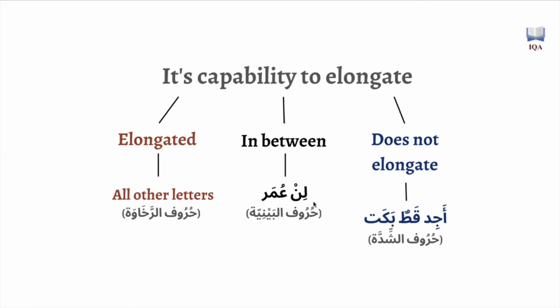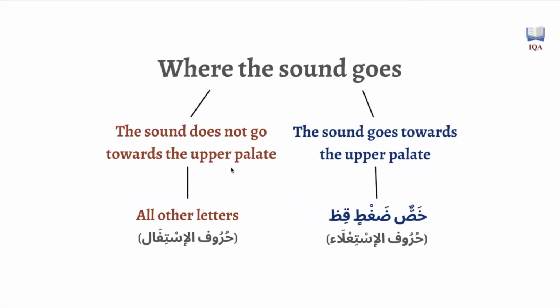And these ones here can be elongated, but it's hard. Which are all the other letters in the Arabic language, excluding lin umar, these letters here, and the letters in ajid, qatun, bakat. So for example, the letter fa, f, sad, sin, s, and then let's go on. And then finally we have where the sound goes.